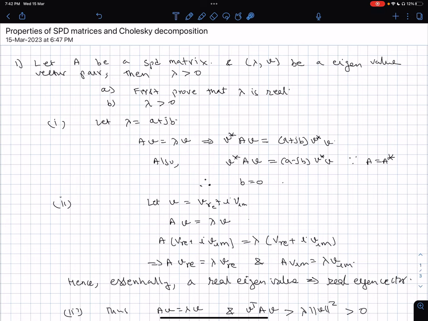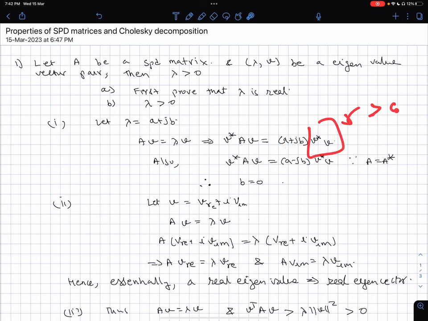So therefore, when I multiply it by V star, which is V transpose and then complex conjugate, I will get V star AV is equal to a plus jb times V star V, and V star V becomes a real number which is strictly greater than 0, because it's the length of it. In fact, I said I am taking a unit length vector, so it's 1. So therefore V star AV becomes equal to a plus jb.